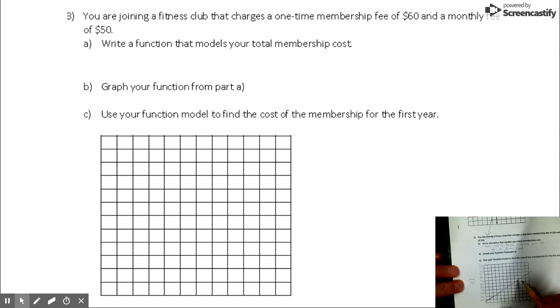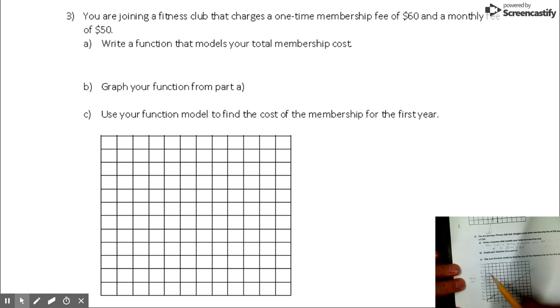Now, if that's our function for part B, part C is really the value of making this graph. Use your function model to find the cost of the membership for the first year. So as I follow this along, I'm going to be somewhere in the neighborhood of 800. That looks like about 850. That's one way we could do this.